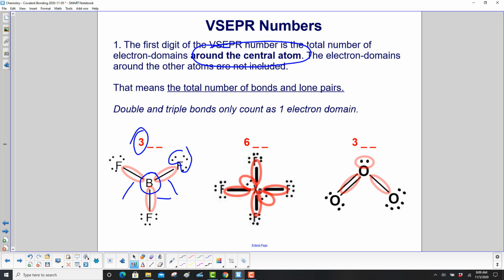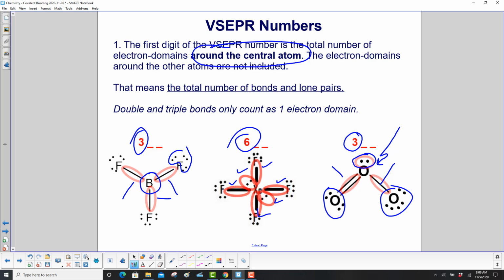Next one we have xenon, 1, 2, 3, 4 bonds. And then we have 2 lone pairs around xenon, the central atom, that's 6. And then over here with the 3 oxygens, here's our center atom. It has 1 bond, 2 bond, and 1 lone pair. So that's going to be a 3. You don't count these. Those are not the central atom.